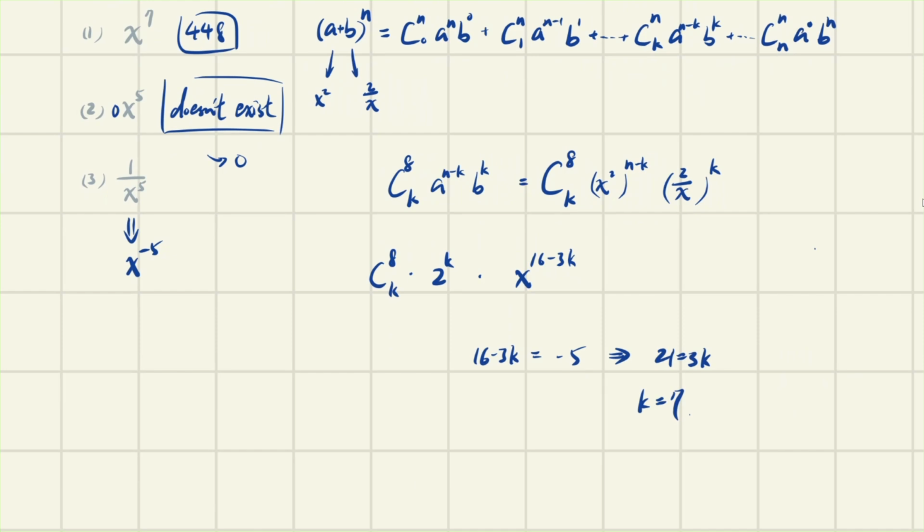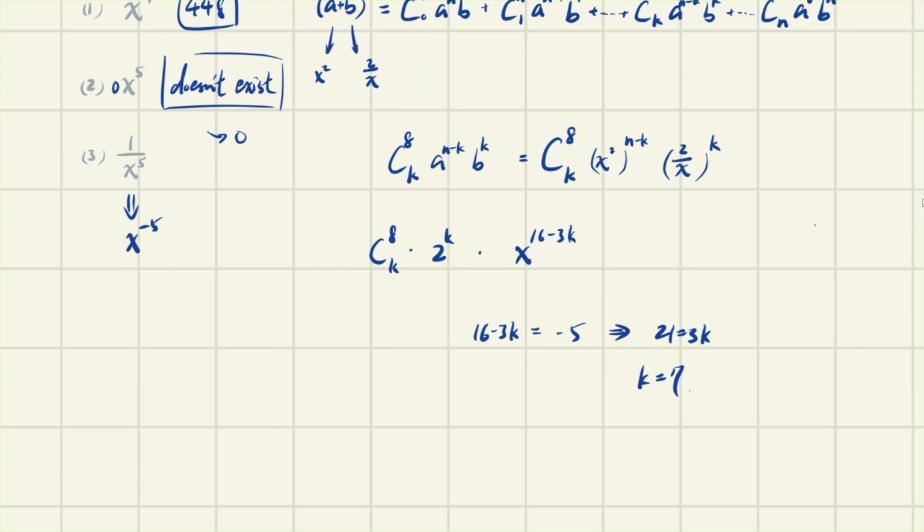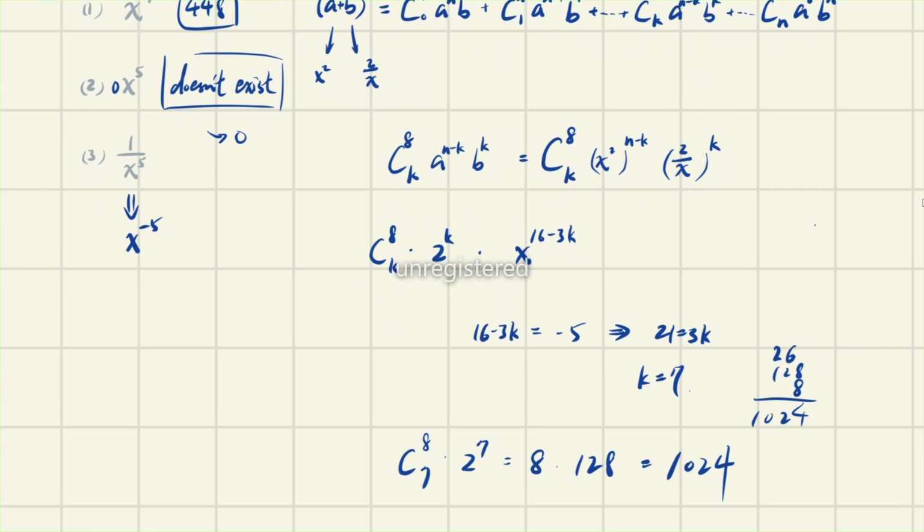And if we plug in k equals 7, then from the formula here, we'll get C8 choose 7 times 2 to the power of 7, which is, well, 8 times 2 to the power of 6 is 64, so times 2, 128, which will be, well, let's just multiply. And then, okay, which is our answer. So the coefficient of 1 over x to the power of 5 equals 1024.